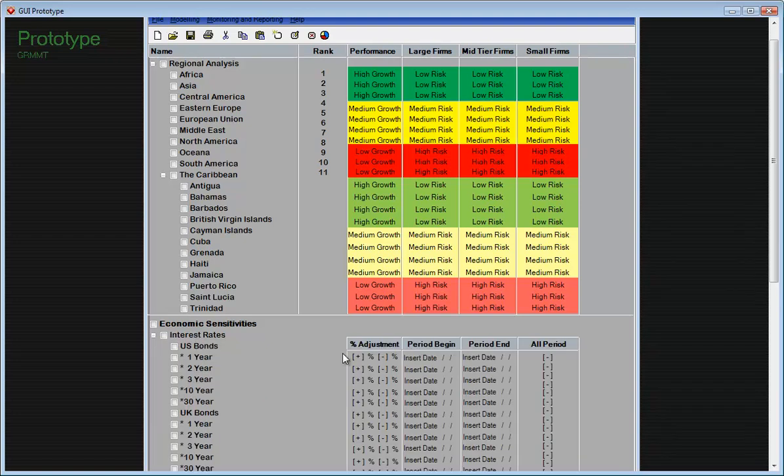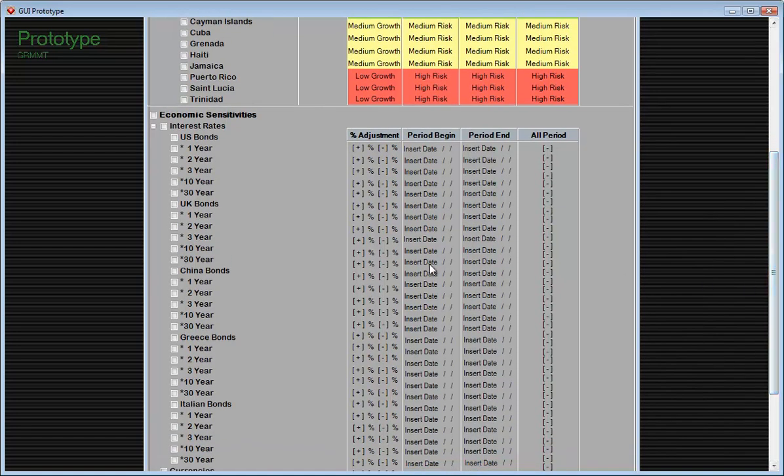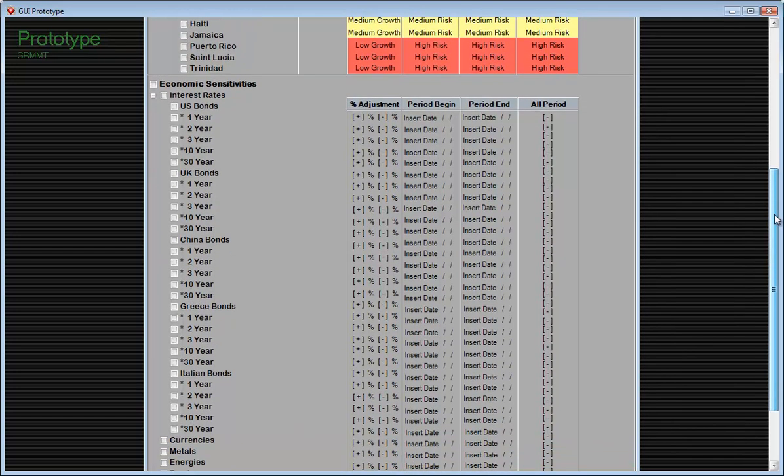So what we can then do is drill into the software and look at the database in effect and see what various data series it presents to us to work with. Here we're looking at interest rates, and this is just an example of US bonds and UK bonds, and so it's very much bond focused here.